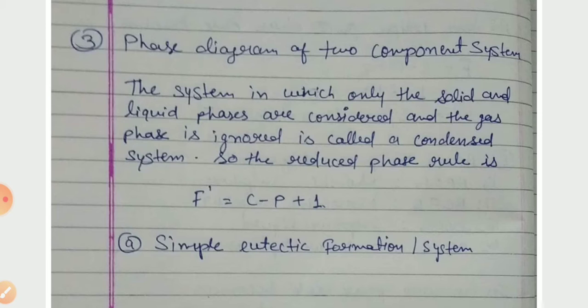So this kind of system is also called a condensed system, because the gas phase is absent in this system. So it is also known as a reduced phase condition. To identify the degree of freedom, we have to use the reduced formula for the phase rule. This is denoted by F dash, the reduced degree of freedom, and it is equal to C minus P plus 1, because the gas phase is absent, so the 2 will be changed into 1.